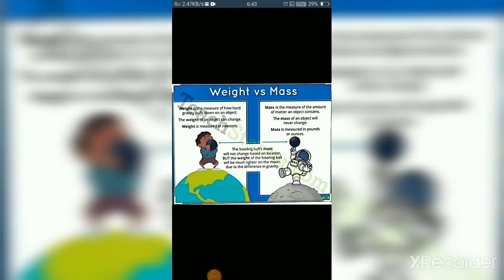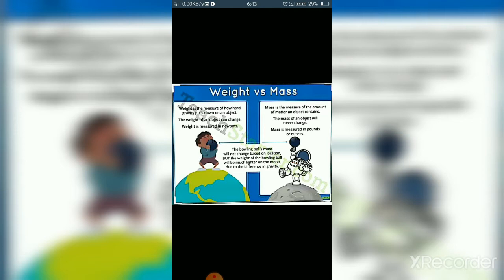Mass and weight. Mass and weight are totally different terms. Generally we use mass. As you saw in the previous chapter, we said the mass of that object is this, and we don't use weight anywhere, right? So mass is the measure of the amount of matter an object contains. Suppose we say that a person has a mass of 50 kg. It is the mass of the total organs which are present inside the body, right?